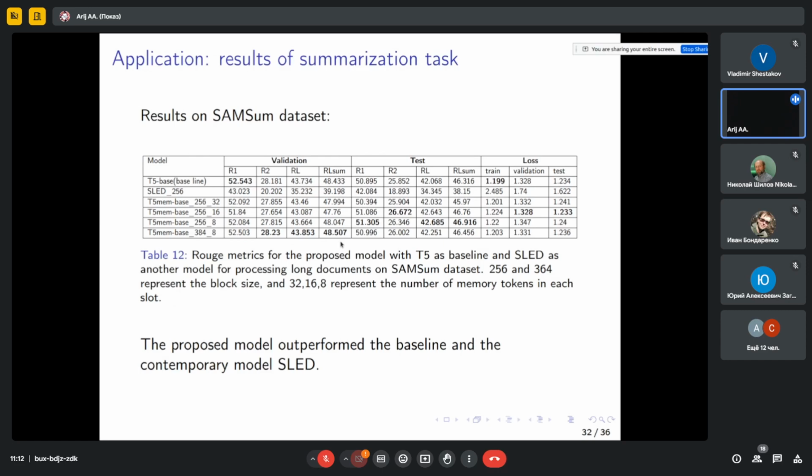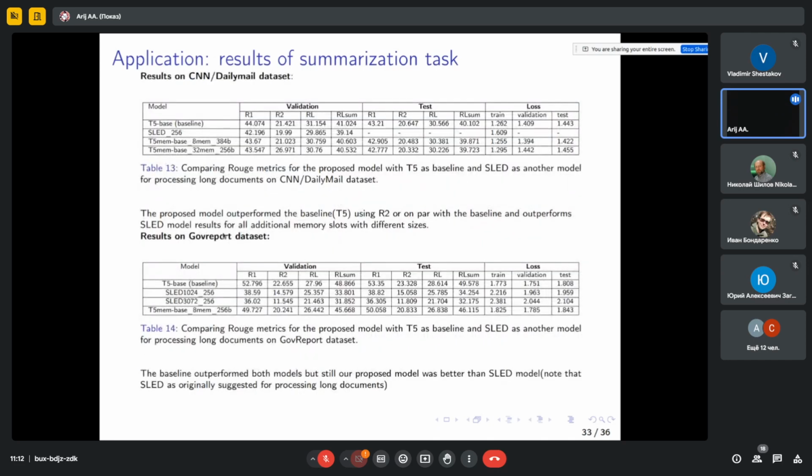And we can note that the proposed model gives better results compared with SLED as a baseline and T5 as a baseline. For CNN and Daily Mail, the results presented in table 13 were just for epoch 6, not for epoch 10, because I forgot to say that all experiments were for 10 epochs, averaged over 2 runs.